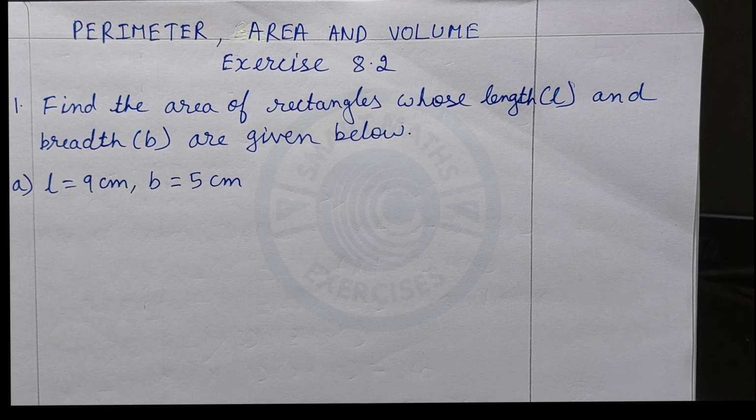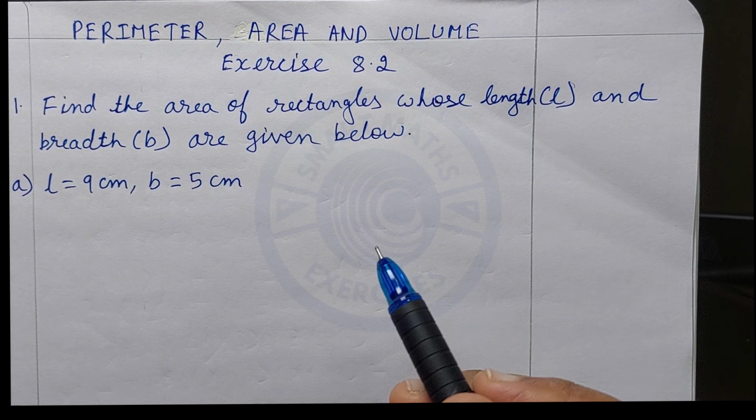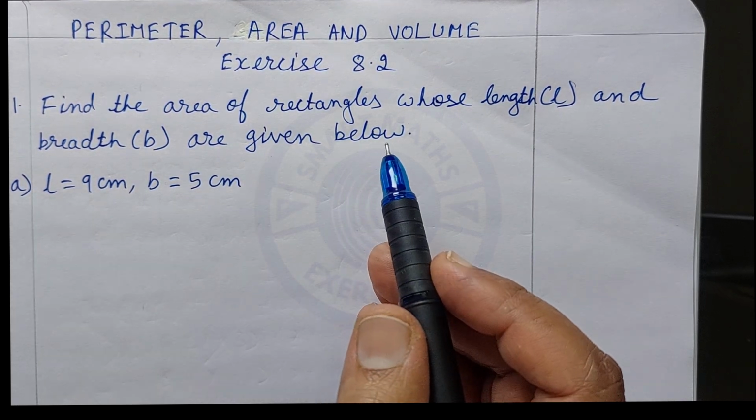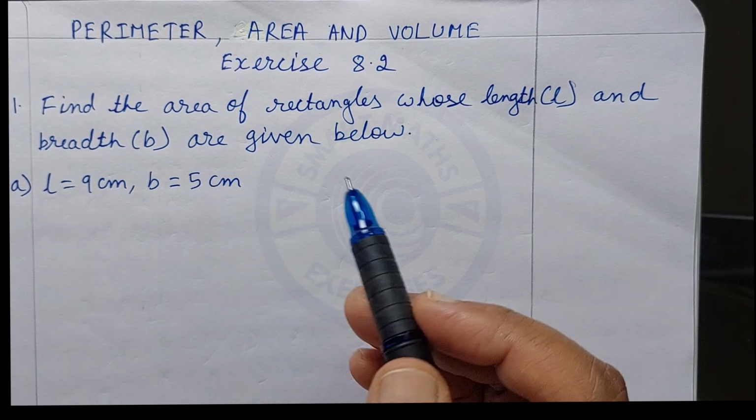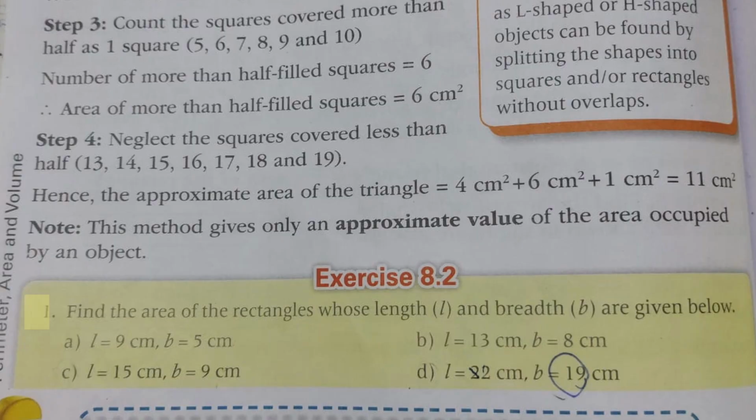Hello students, in this video we will be solving exercise 8.2 from the chapter Perimeter, Area and Volume. First question, find the area of rectangles whose length L and breadth B are given below. First question, L equals 9 cm, B equals 5 cm.